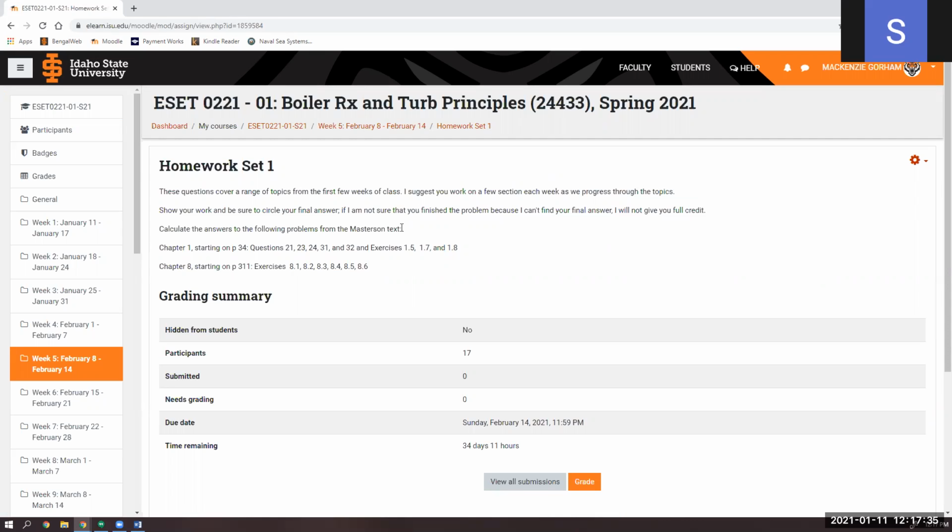Because if it's not clear to me and you don't have it circled, I might just take points off because I think you didn't finish the problem. So just to make sure there's not confusion and I'm giving you guys as many points as I can, circle final answers and calculations for me. And I try to remind you of that each time on each assignment.